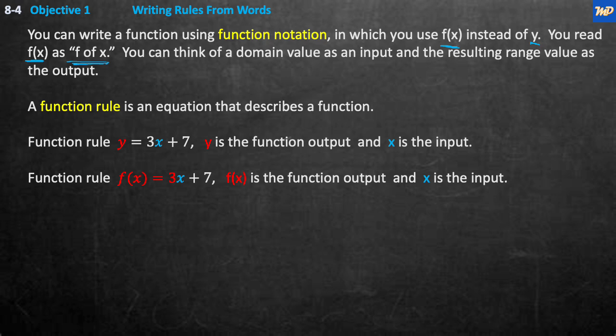A function rule is an equation that describes a function. In the function rule y equals 3x plus 7, y is the function output and x is the function input. In the function rule f of x equals 3x plus 7, f of x is the function output, and x is the input.